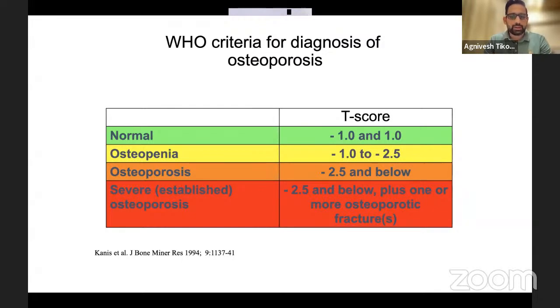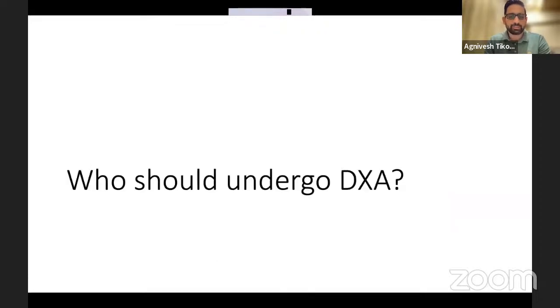Osteopenia is -1 to -2.5, which means -2.4 is the upper limit of osteopenia. If it is -2.5, it is osteoporosis. And severe osteoporosis is -3.5 and below. Sorry, there is an error in this. Or any score of -2.5 with a fragility fracture.